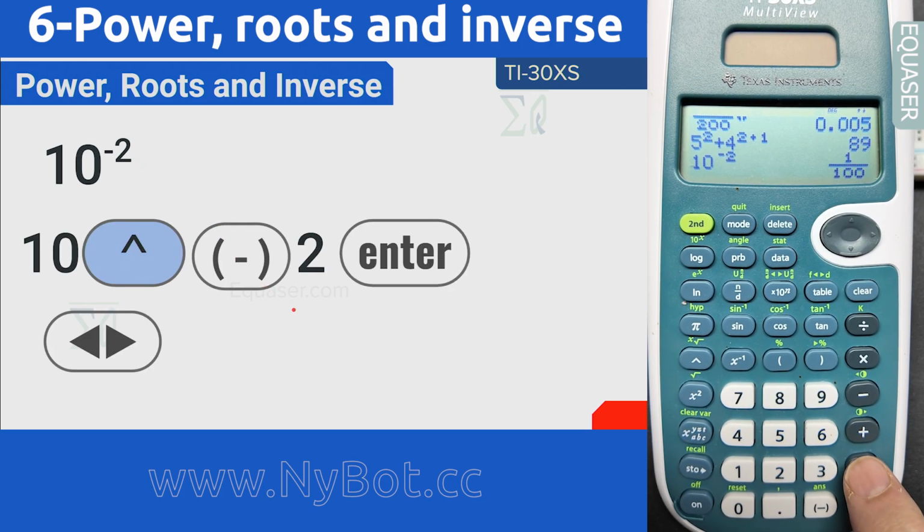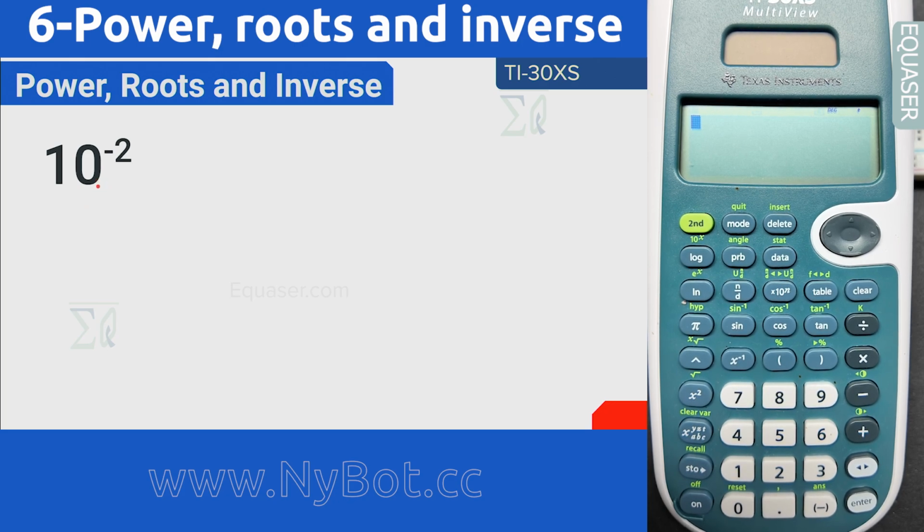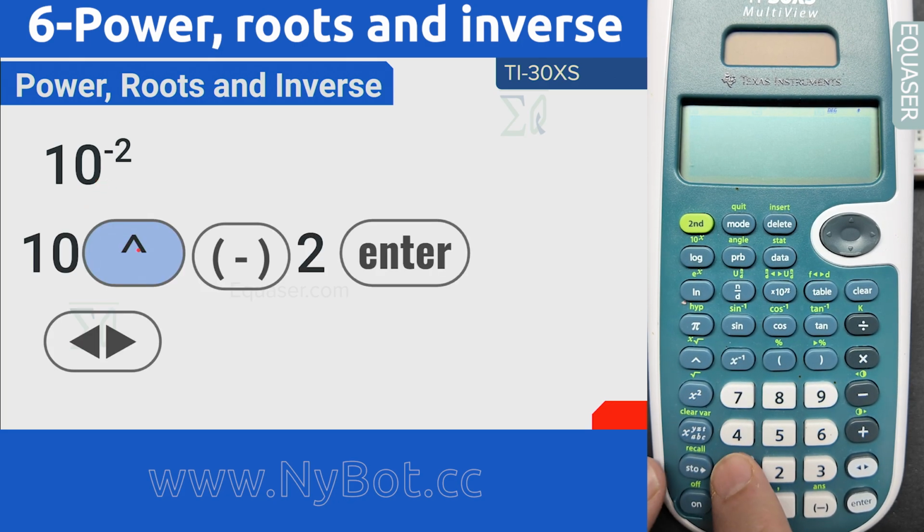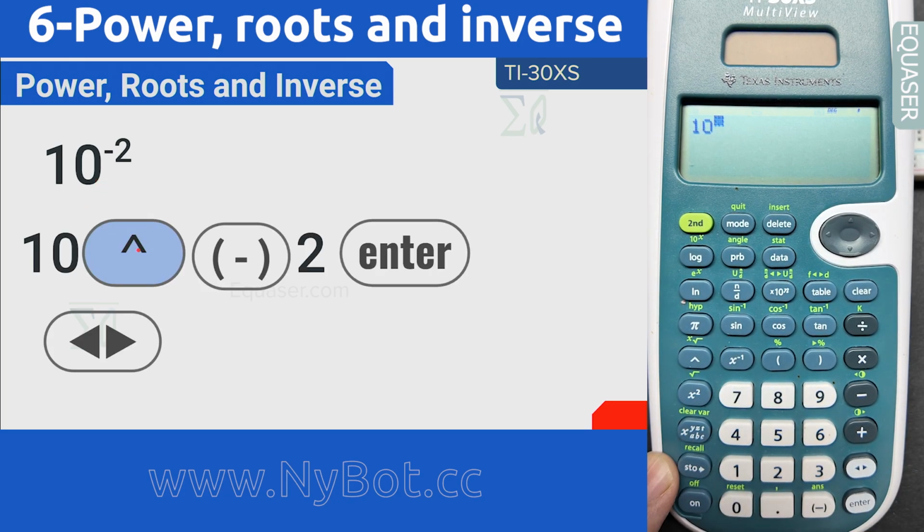To do 10 to the power minus 2, we do 10 to the power. For the minus we use this minus and then 2, enter. We can toggle it if you want to see it like that.